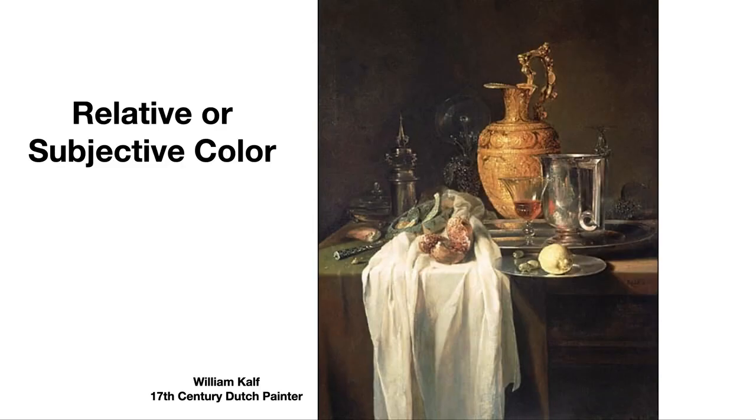So in real life, color is always relative. Relative or subjective color means the color something is when you're looking at it in a particular environment with particular lighting. This is a still life by William Kaff, 17th century Dutch painter. Dutch painters did a lot of interesting still lives. But you can see there's local color, there's color that things are, but it's influenced heavily by the lighting and the reflective surfaces, the transparencies, and other relative or subjective elements.